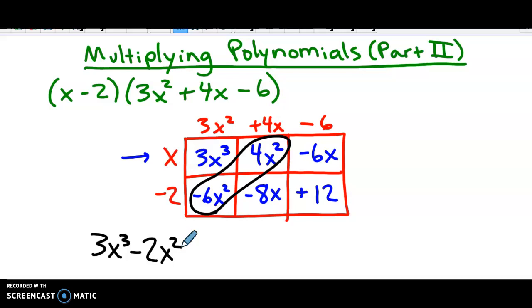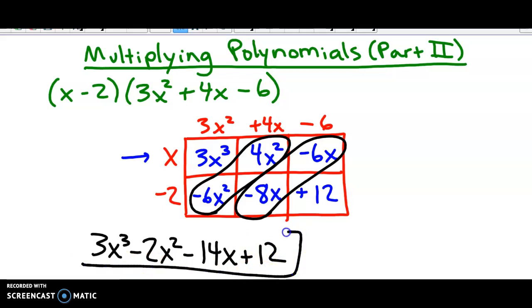Okay? So now we have another set of like terms. We have our x's here that we need to combine. So negative 8x plus negative 6x is negative 14x. And then 12 is our only constant. And that is our final answer.